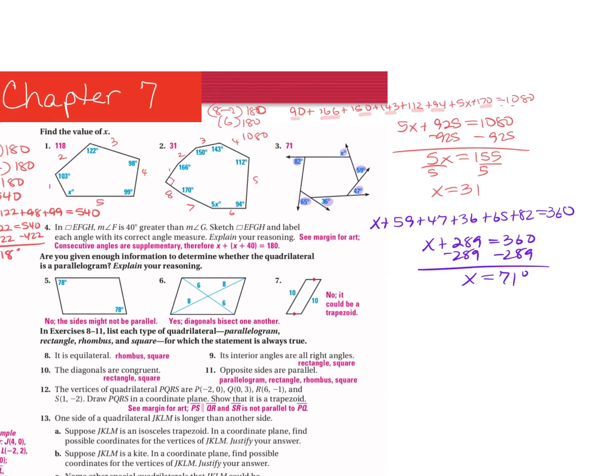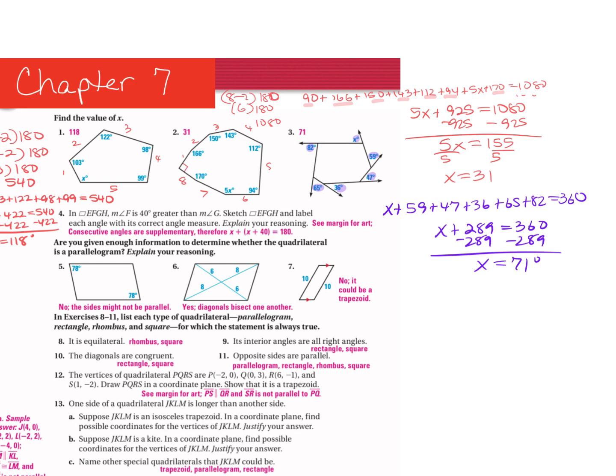For number 4, it says in parallelogram EFGH, angle F is 40 degrees greater than G. It says sketch and label each angle with its correct angle measures. Explain your reasoning. All right, so we don't need to do this one as well. I'm not going to make you sketch anything.